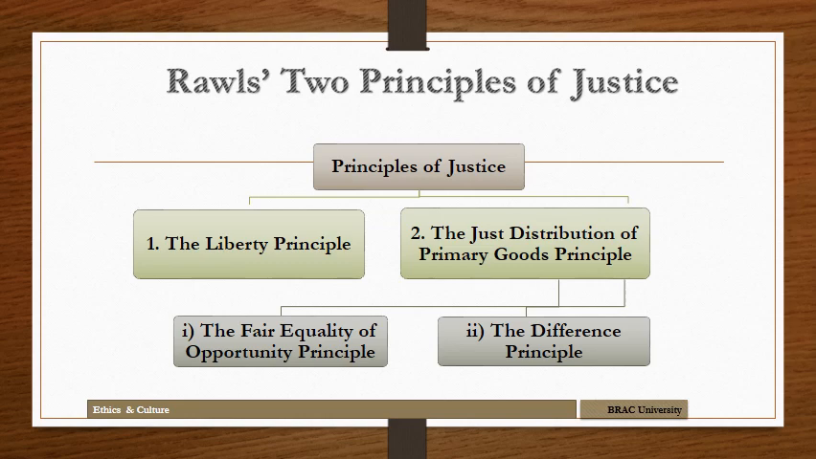Carrying out this thought experiment, Rawls comes up with two basic principles, one concerned with liberty, the other with the just distribution of goods. The first principle guarantees each individual an equal right to the most extensive scheme of equal basic liberties. The second principle specifies that social and economic inequalities must bring benefits to everyone. Let's talk briefly about each principle on the next slides.